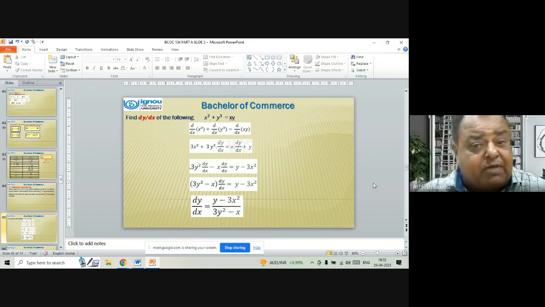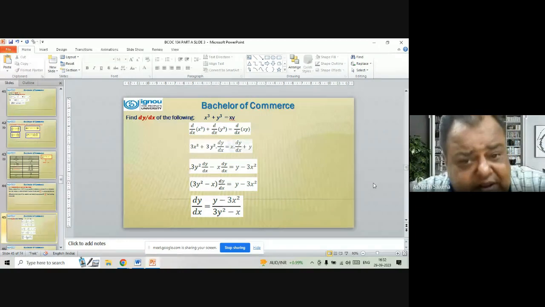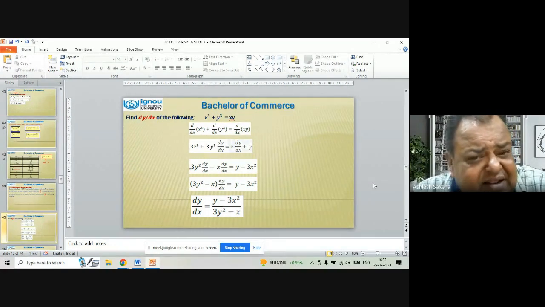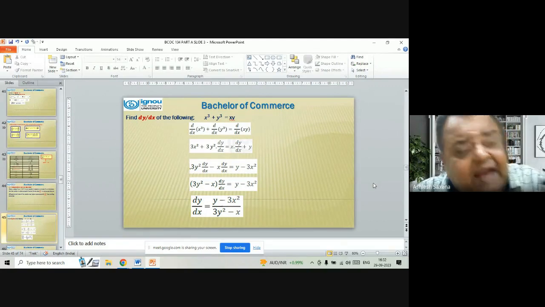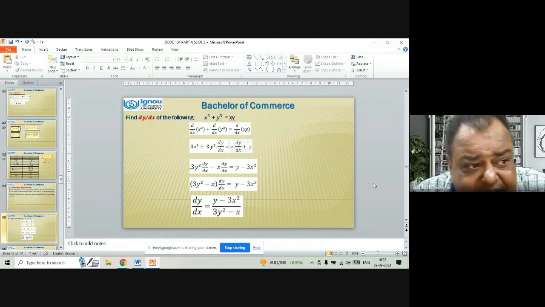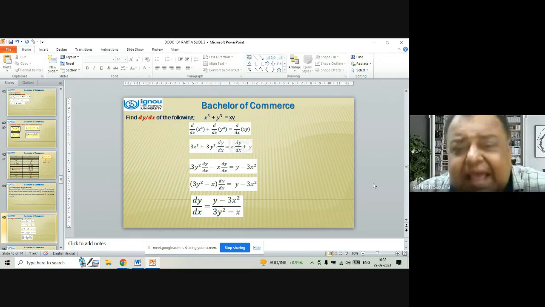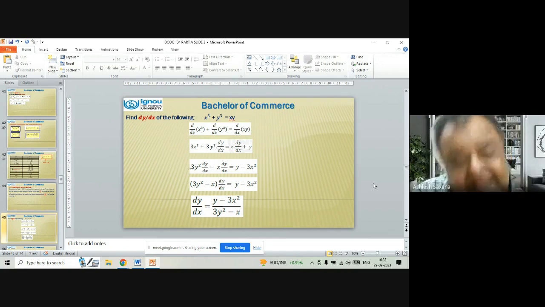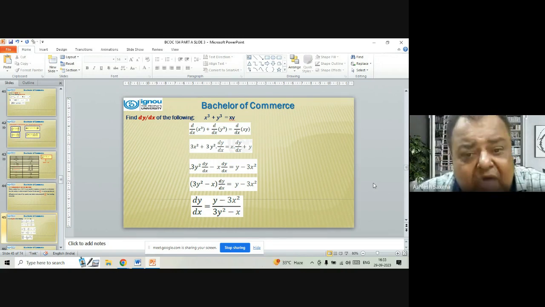Look at the problem very carefully. You have a function where on the left hand side we have x cube plus y cube, and on the right hand side a function xy. A function which has x and y together is an implicit function. Now, how to solve this problem?